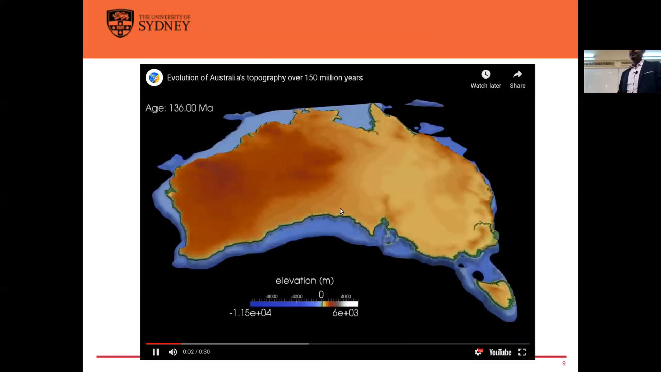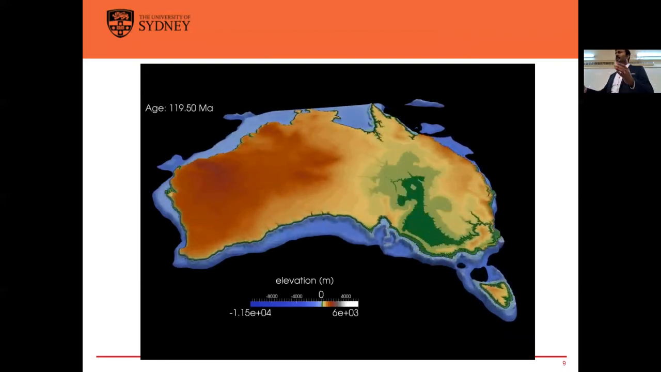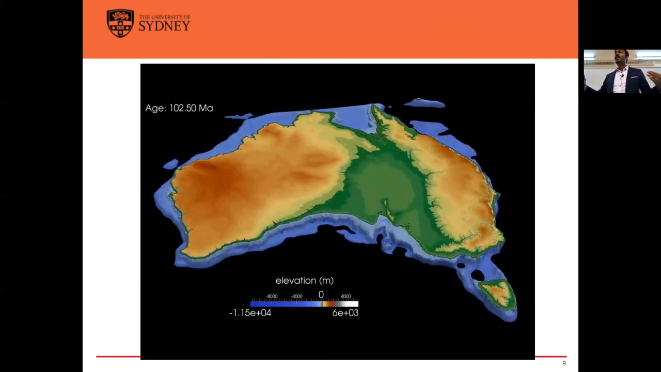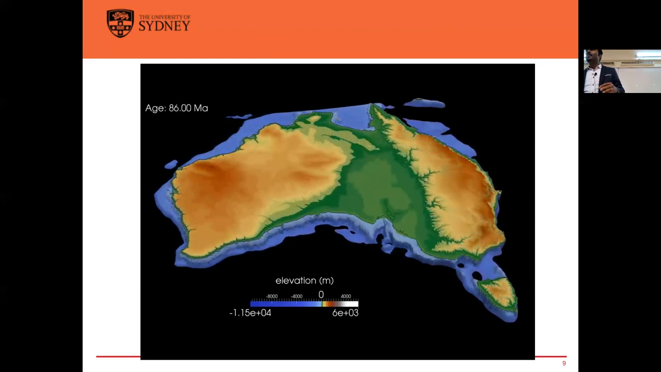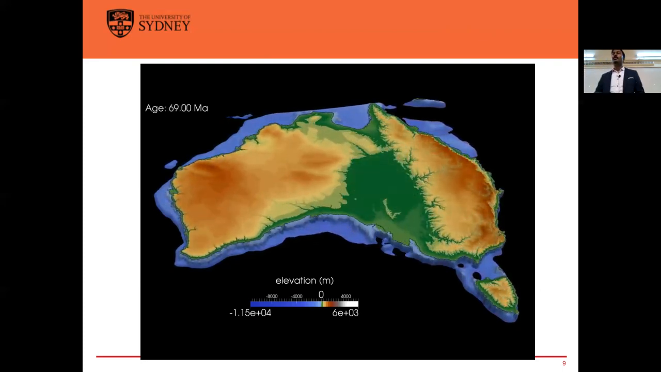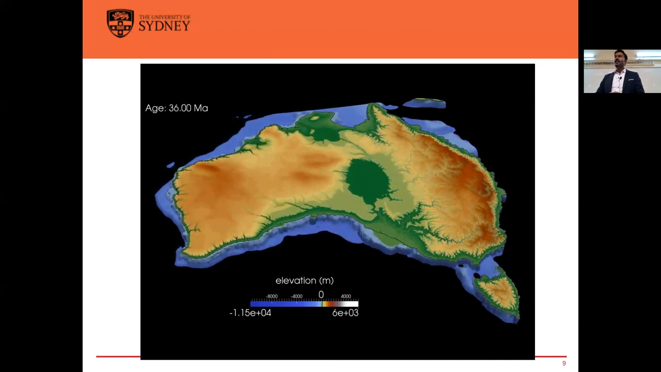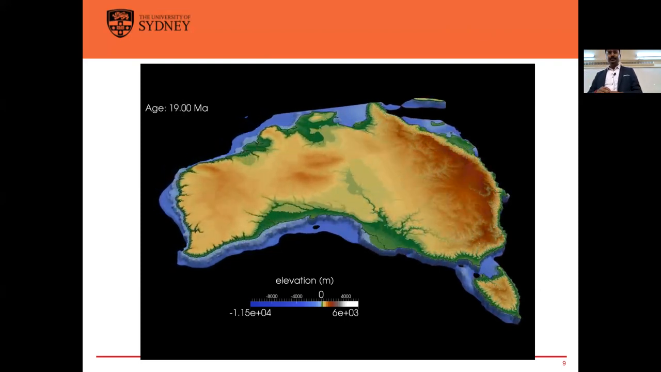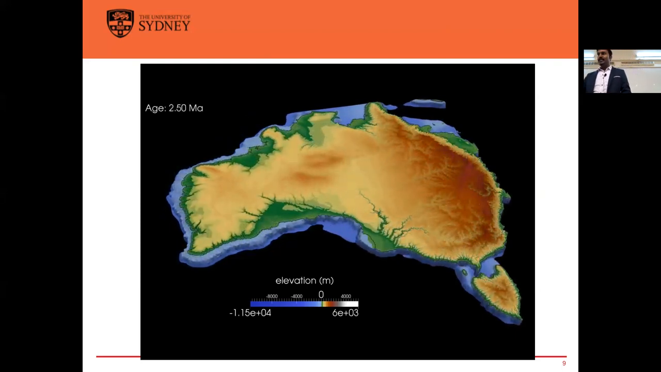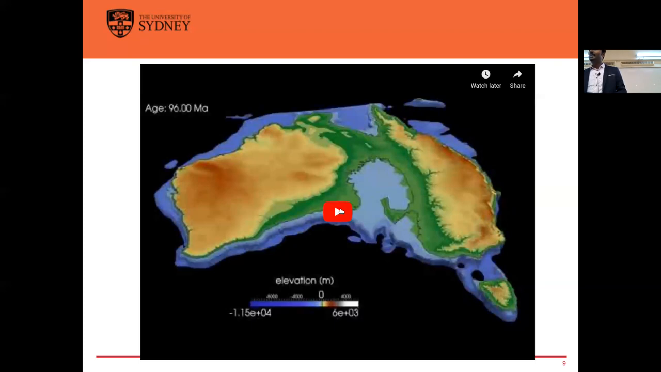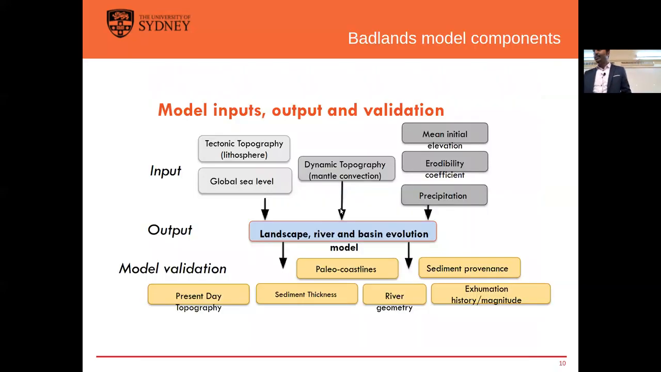This is looking at Australia for the past 150 million years, and Australia has been moving away from Pangaea, and at a certain point of time, you see, the middle was underwater for several million years, and the coastline also changed, and so on. And now this is the Australia that we see after 150 million years of evolution. So at 96 million years, a significant portion of Australia was underwater. And those parts make most of the desert that Australia has today.